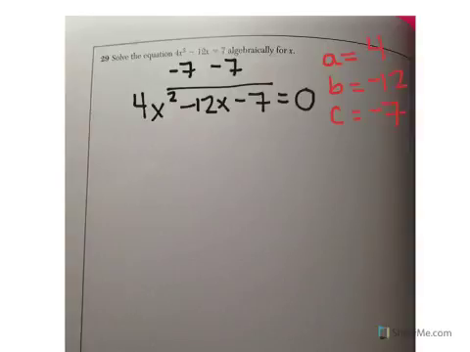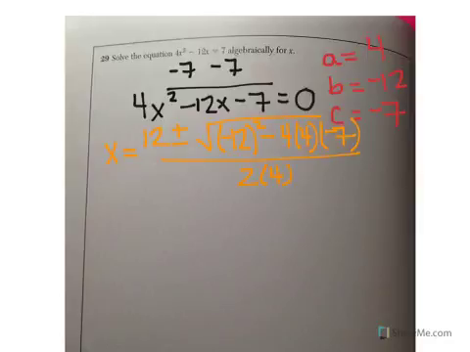So using the quadratic formula, we'll have x equals negative b. Since our b is already negative, it's going to turn positive, so positive 12 plus or minus the square root of our b squared. Remember, you always want to put this term in parentheses so that when you square it using your calculator, it comes out as a positive number like it should, minus 4 times your a value, which in this case is 4, and times your c value of negative 7, all over 2 times your a value, which in this case is 4.